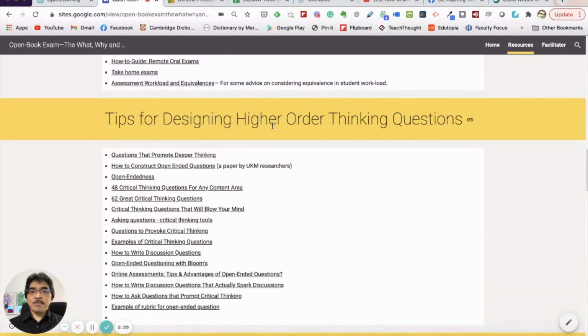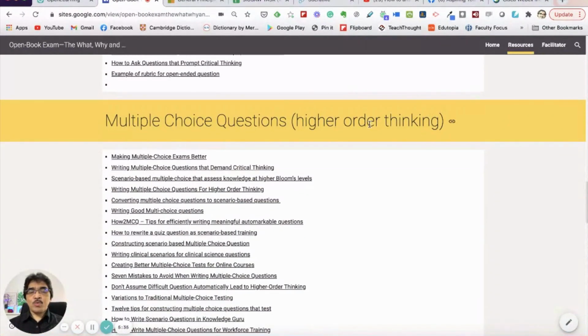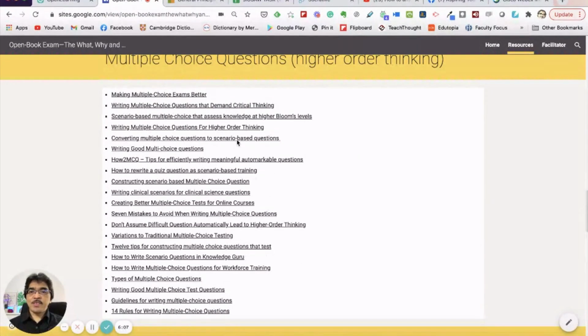Then the next section is tips for designing higher order thinking questions. Then multiple choice questions, MCQ. I think MCQ can be designed for higher order thinking. Although most of the time, a lot of the time actually, we design MCQ for low order thinking, we can design multiple choice questions using scenario based or problem based approaches. So we can design MCQs for higher order thinking, and these are some of the references or resources that you can use to learn more about this.